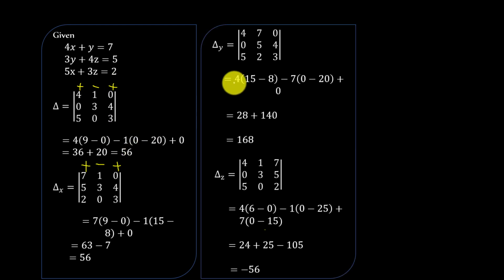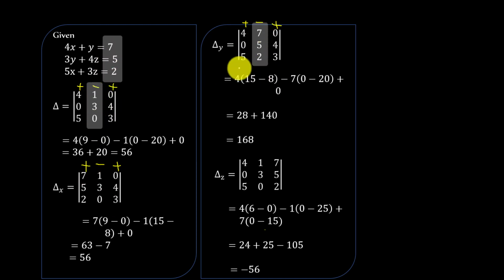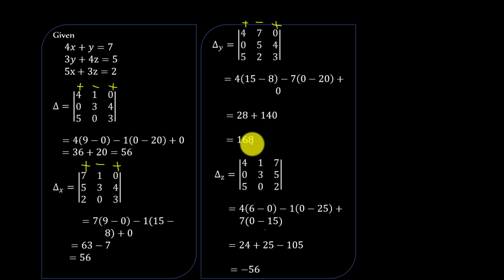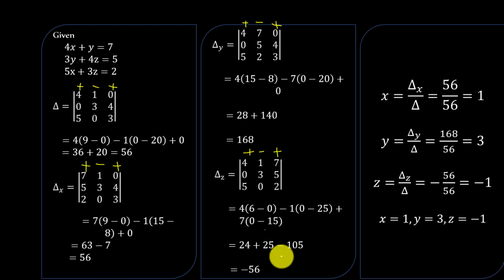To find delta y, as already explained, the y coefficients have to be replaced by the right hand side values 7, 5, 2. So in delta I have replaced the second column by the right hand side values. After expanding I got 168. Similarly for the third one, the third column must be replaced by the right hand side values. Remember that we are taking delta as the parent. After finding, we got it as minus 56.